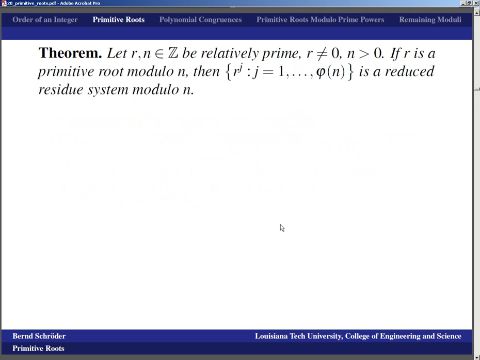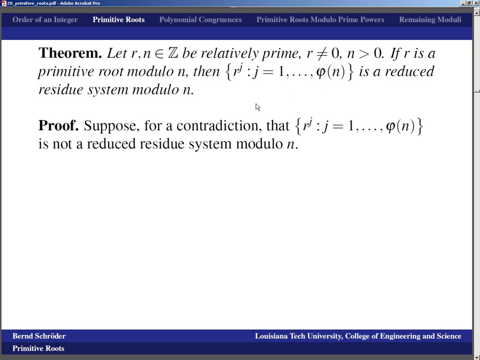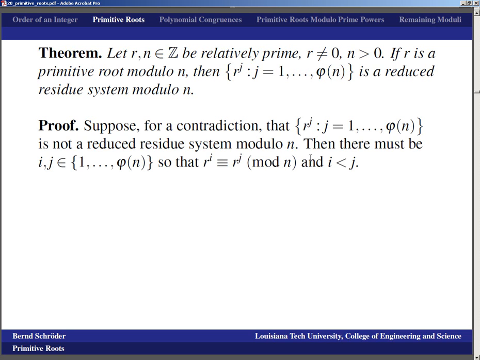So when r and n are relatively prime, n greater than 0, r not equal to 0, if r is a primitive root modulo n, then the set of powers r to the j, j equals 1 to phi of n, is a reduced residue system modulo n, so it is the set of all the numbers that have a multiplicative inverse modulo n. And that does make a good bit of sense, because well, we suppose for a contradiction that it's not a reduced residue system modulo n.